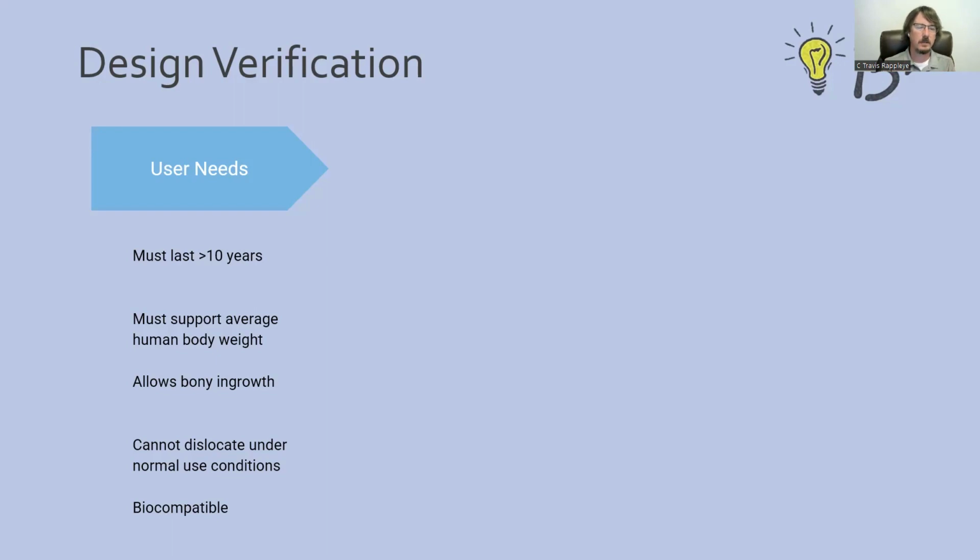And so a typical set of needs for this knee that a physician would tell you is something like, it's got to last more than 10 years. It's got to support average body weight. It's got to allow bony ingrowth for the bone contacting surfaces so that it stays put. It can't dislocate under normal use conditions, and it's got to be biocompatible. There's going to be a much longer list of user needs that we end up with, but this is an example that I came up with for the artificial knee replacement.